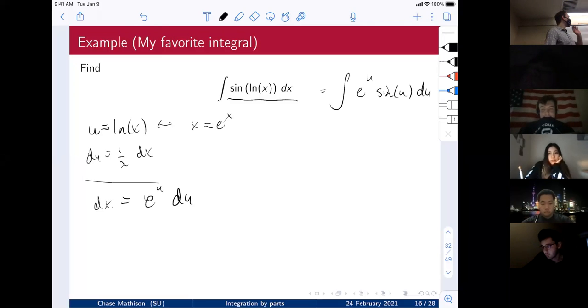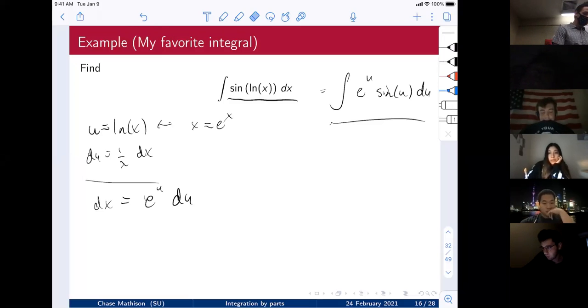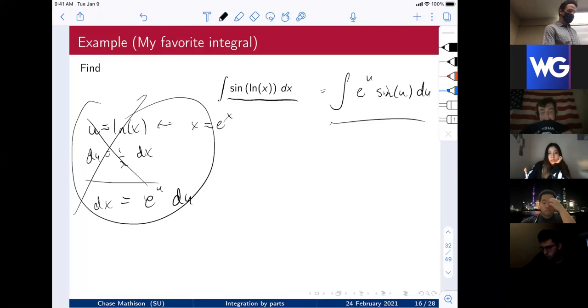If you want to make that u substitution and deal with this integral instead, you can, but we're just going to use integration by parts right away. So ignore all of that. We don't really want to do that. Instead, I'm going to tell you right away that for this integral, we're going to use integration by parts.